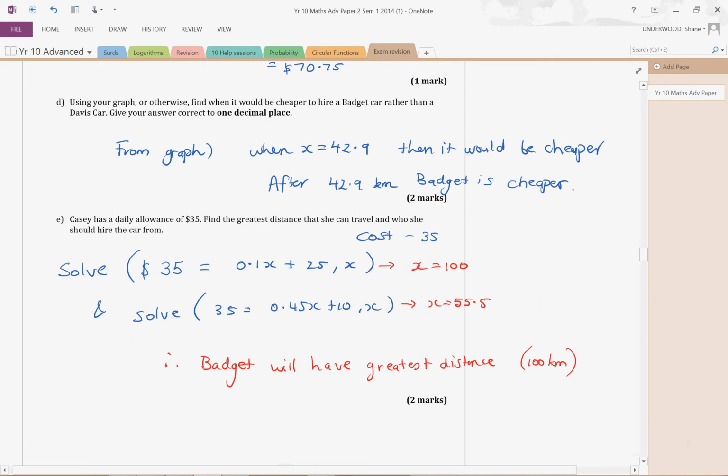All right, so in this case, this is what I would do. I'll just write out what you're doing in your calculator, solving, and budget will have a greatest distance, and I'll just put in brackets 100 kilometres. Okay, so I've shown that. That will give me my marks. By stating budget, that will give me a mark, and by showing what the distance is, that will give me a mark as well. Okay?